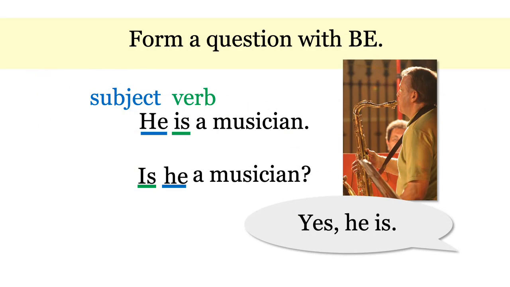And also remember, to form a question with be, we switch the subject and the verb. He is a musician is the sentence. Is he a musician? Yes, he is.